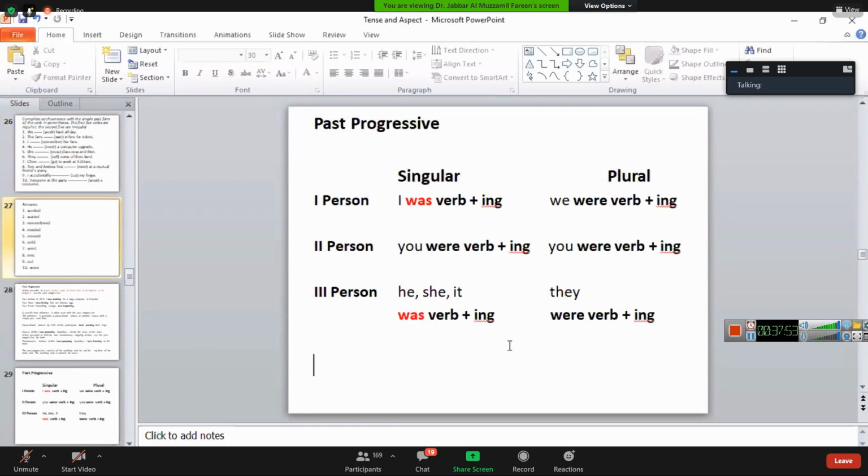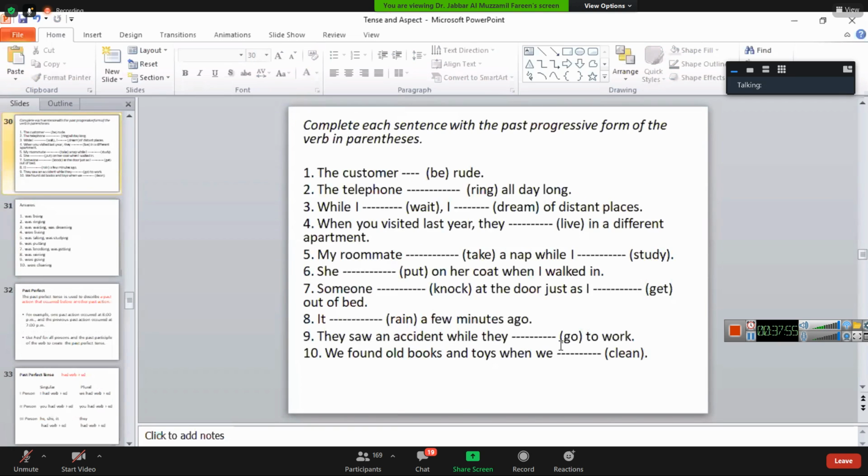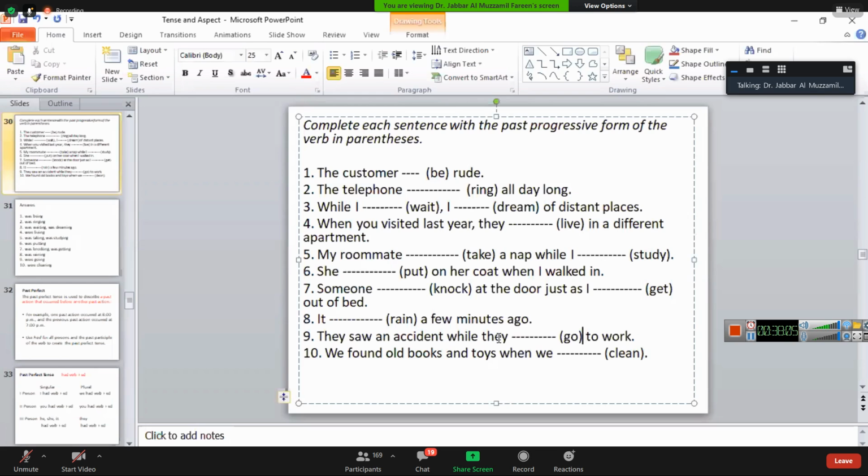Okay. They saw an accident while they dash to work. What should be the answer? Past progressive. Were going. What is the subject here? They is plural. So it should be were. What is the tense here? Past progressive. They were going to work. Good.